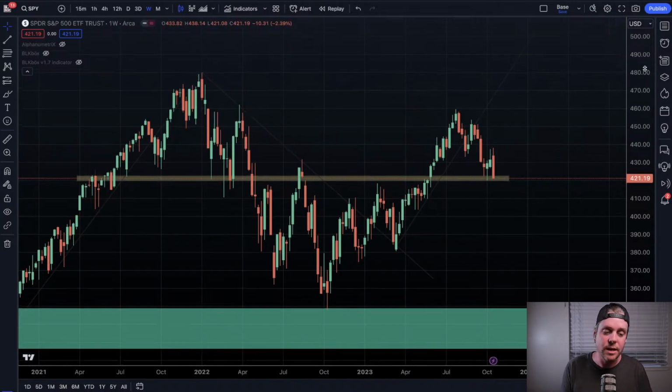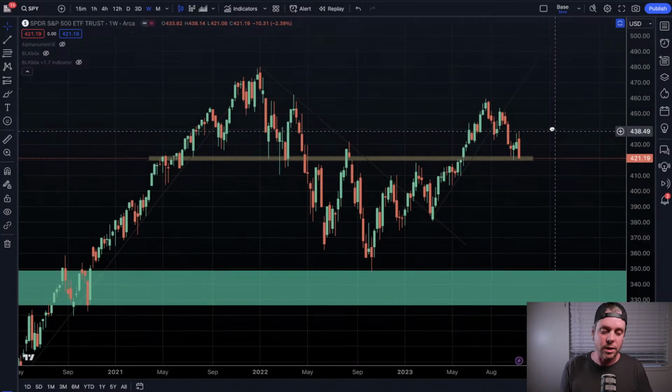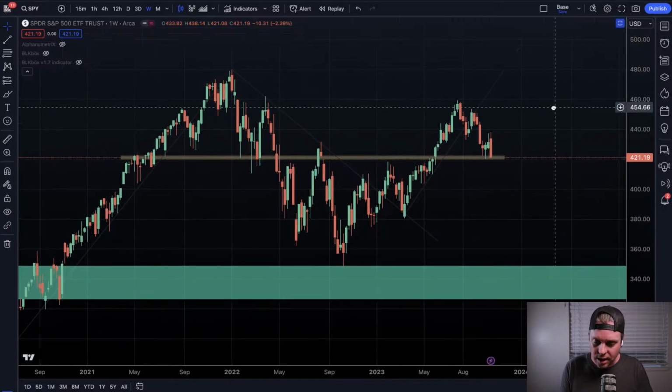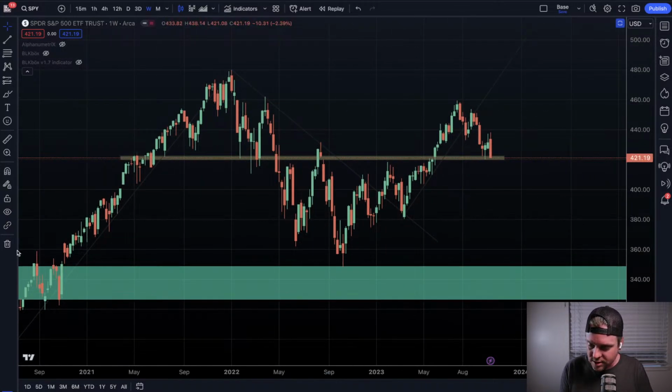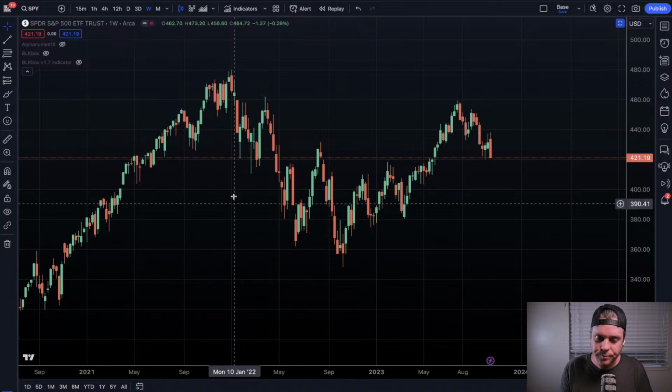So the S&P, ugly, ugly, ugly on the weekly. Now, this is a kind of key area to look out for. Let's actually remove some of these drawings. And this is an area of interest for me.